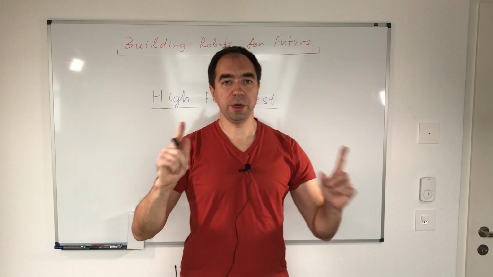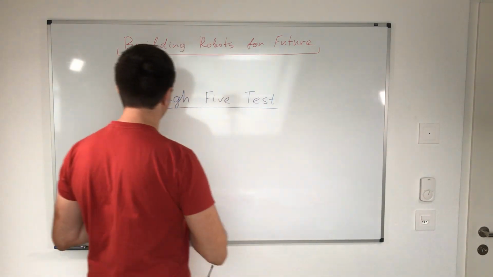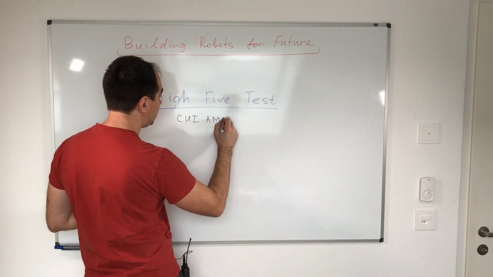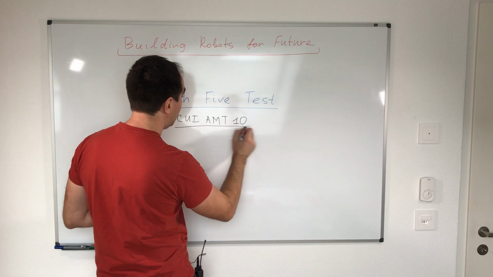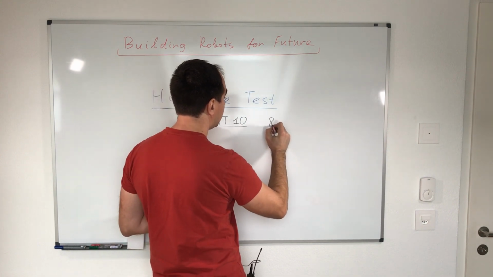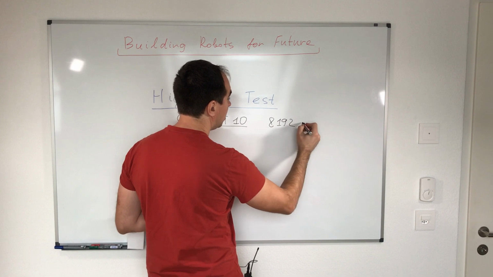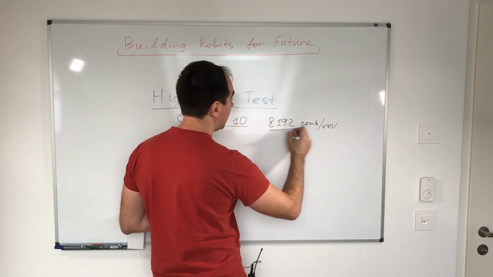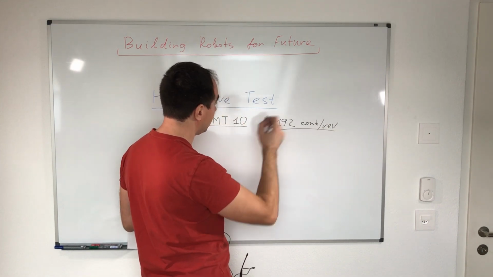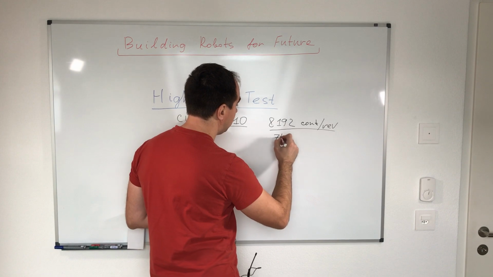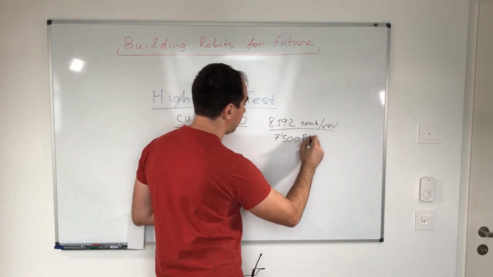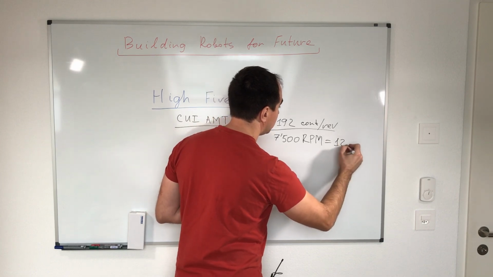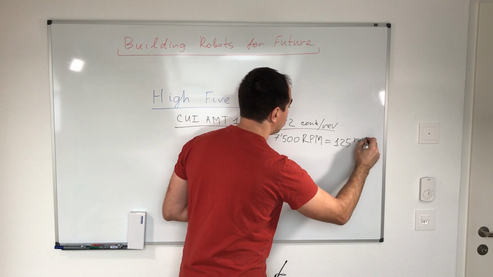Yeah! Very quickly, just 2 words about the encoder. So the encoder which we used is CUI AMT10. And this encoder has 8192 counts per revolution. And the maximum speed which it can count is 7,500 RPM, which is 125 revolutions per second.